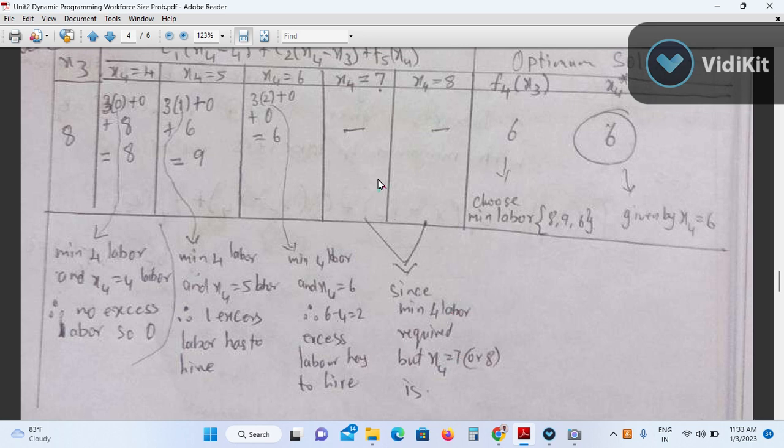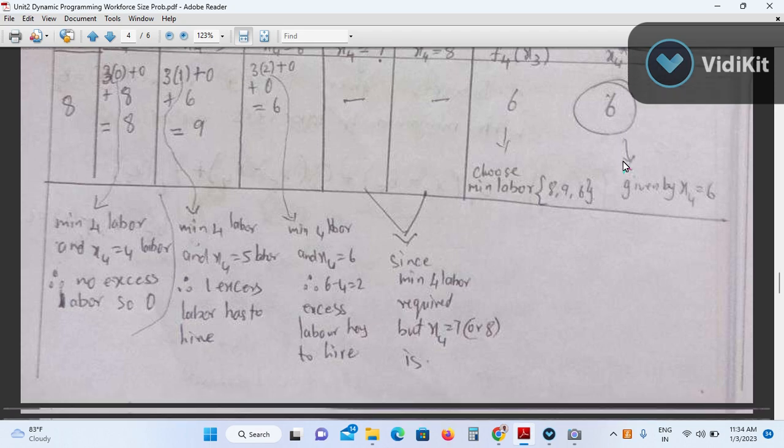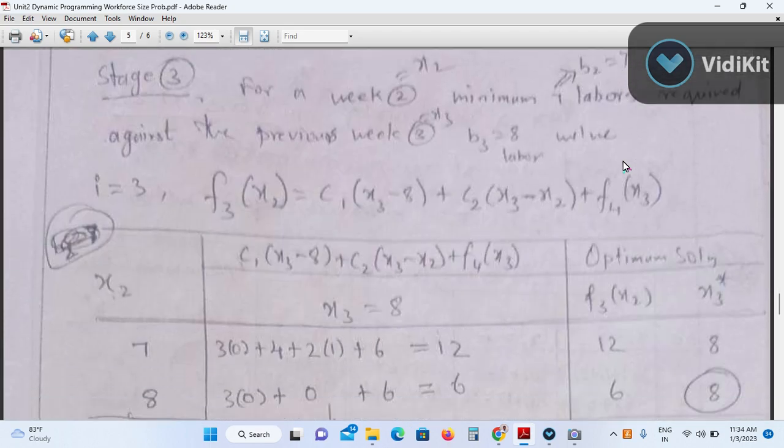Now again, like the previous table, you are taking the optimum, right? Among this row, the optimum is either 8, 9 or 6. The optimum here means we need the minimum number of workers, therefore the minimum is 6. This is given by x4 equal to 6. Therefore, x4 asterisk is 6 here. Right. So now again, based on this week 3, we are moving to week 2, right? Based on this result, that is the next stage 3, right?